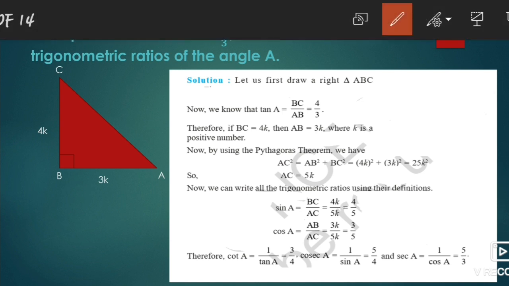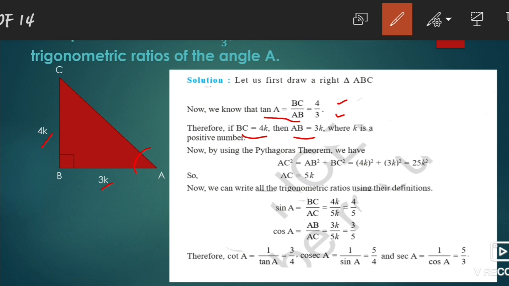You have to find the ratio of sin A, cos A, cosec A, sec A, and cot A. Now since tan A is equal to 4 by 3 given, that means you have taken this angle as the acute angle. Now tan A was defined as opposite side by adjacent side. That means tan A is equal to BC by AB, right? And it is given as 4 by 3. So you can consider that BC is equal to 4K and AB is equal to 3K.